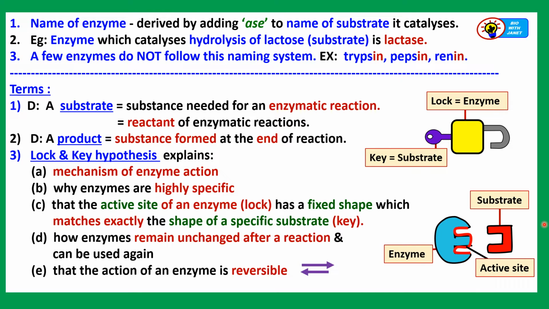Now, lastly, the lock and key hypothesis usually has these arrows, forward and backward. So it shows that the action of the enzyme is reversible. The reaction can move forward, or it can go backwards, depending on the situation.